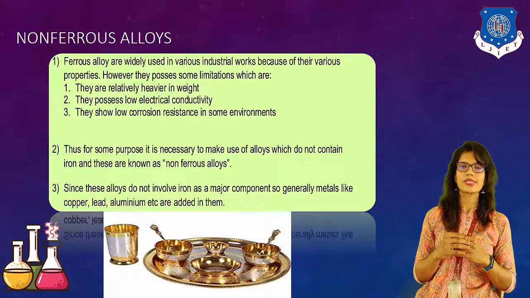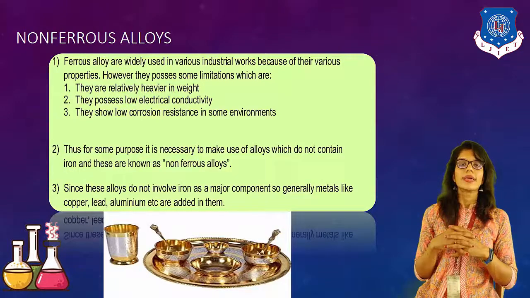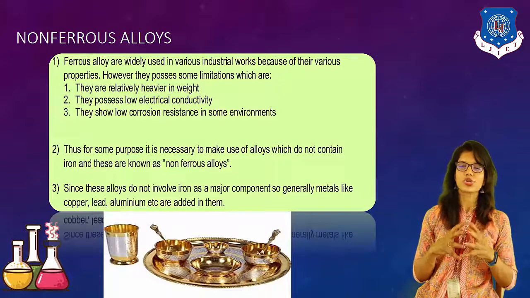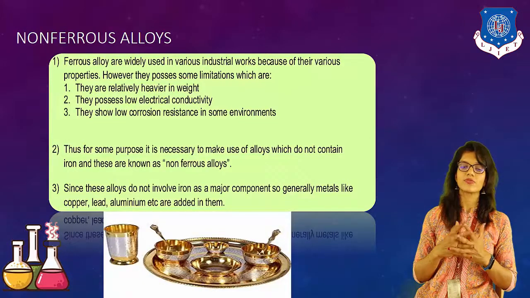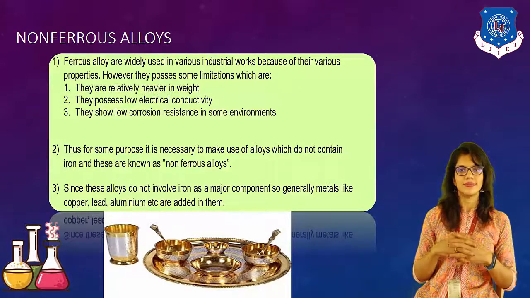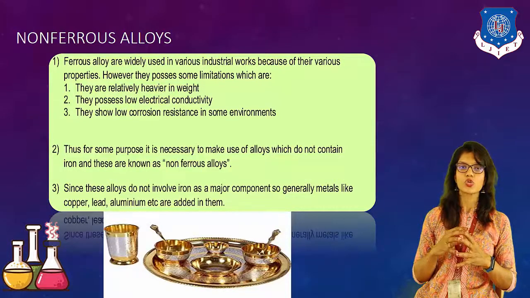Since these alloys do not involve iron as a major component, generally metals like copper, lead, aluminium, etc. are added into them. They are mixtures of these. As you can see in the image, I have shown you a German silver coated dinner set here. It gives a very good impact and very good properties also.